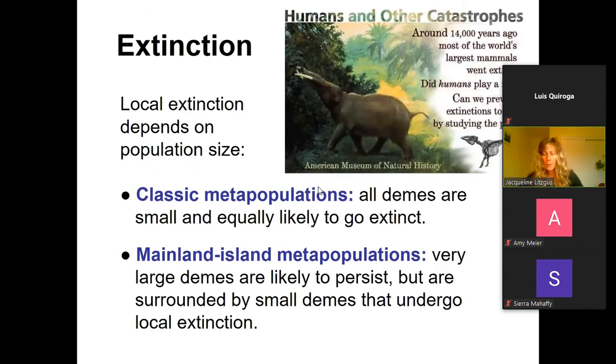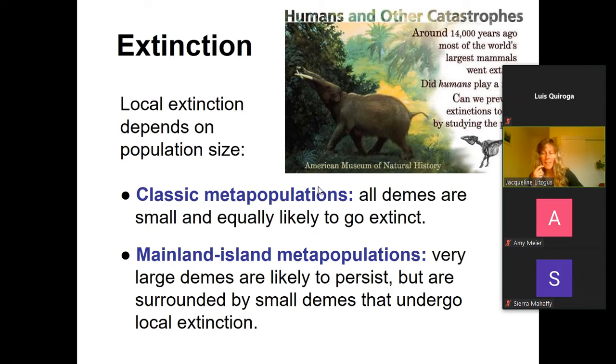Okay, so local extinction depends on population size, as I already said. Small populations have a greater chance of going extinct, and it's based on those different things: demographic stochasticity, environmental stochasticity, et cetera. There's also the impact of patch size. That habitat patch is also going to affect the deme size, because of that carrying capacity idea. And so this is going to affect what happens in a metapopulation system.